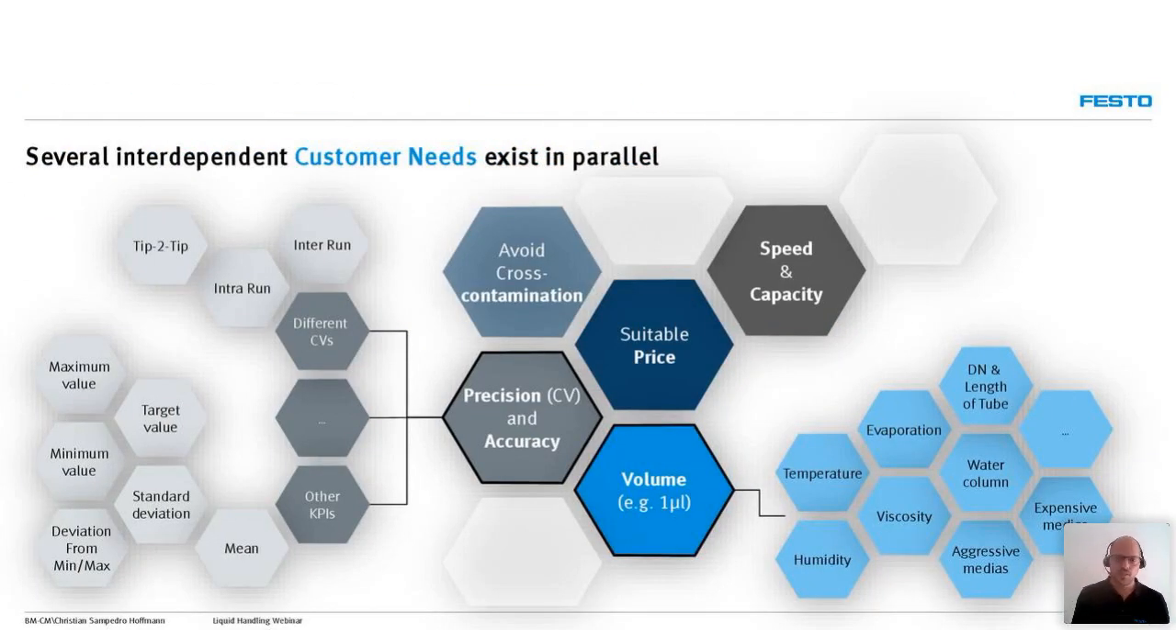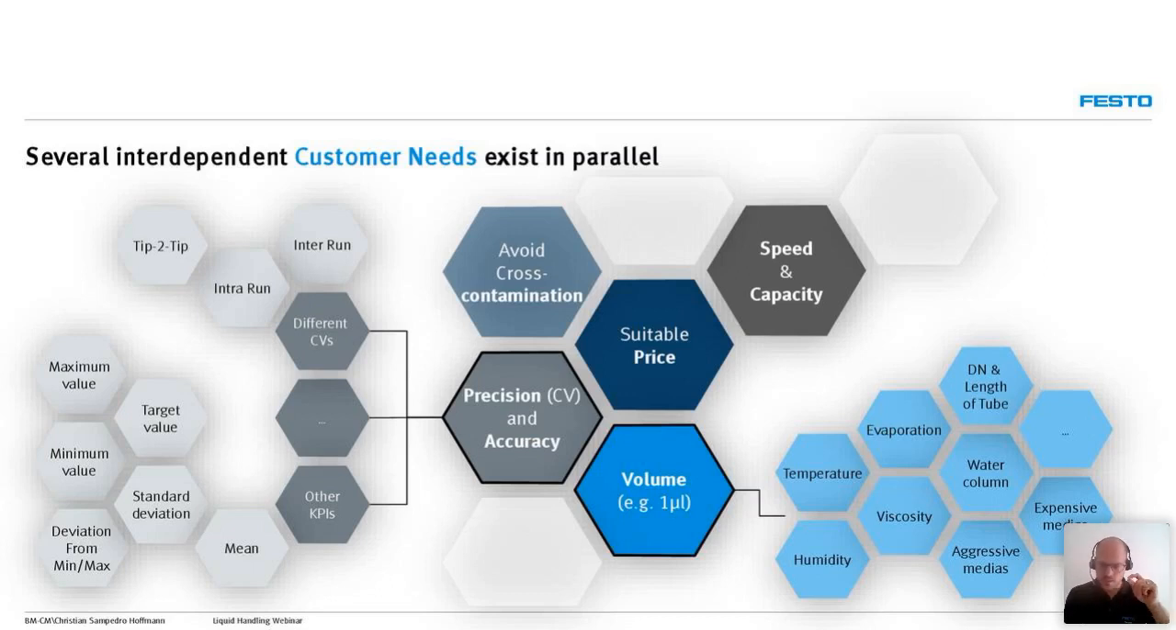Customer needs, I already mentioned, there are a lot of different customer needs. I think you can cluster this to more or less 5 main needs. We're always talking about a certain volume. You want to transport a certain volume from A to B, e.g. 1 microliter. And here there are some other things to look at. There are a lot of dependencies, for example, the temperature, the viscosity, and a lot of other things you have to look at.